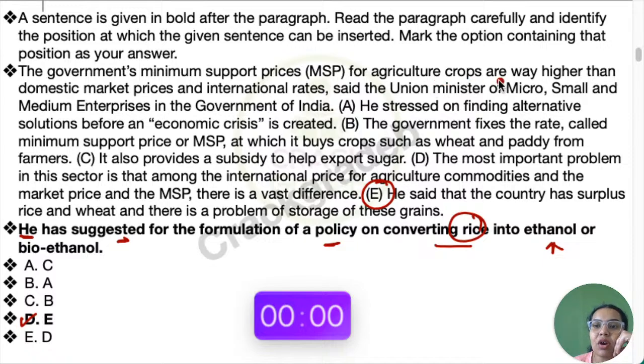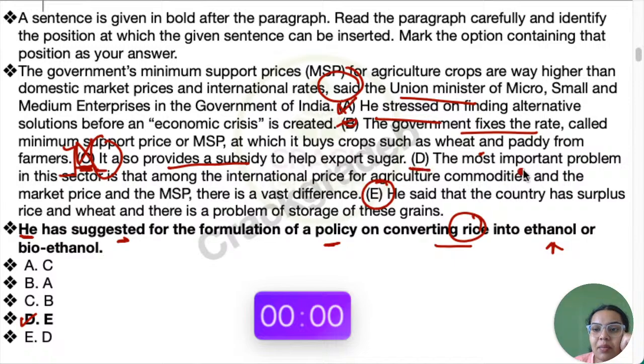MSP for agriculture crops are way higher. Skip ahead a little. He stressed on. We are saying that there is something that was said by the Union Minister. He stressed on finding alternative solutions. The government fixes a rate called MSP, at which it buys crops such as wheat and paddy from farmers. Till now, specifically rice has not been discussed. So A and B are of course not at all close to where I am going to use this sentence. It also provides a subsidy. Now it is for the government. That's why here at point C also I cannot use this statement.